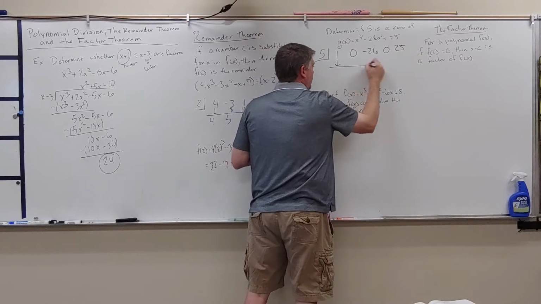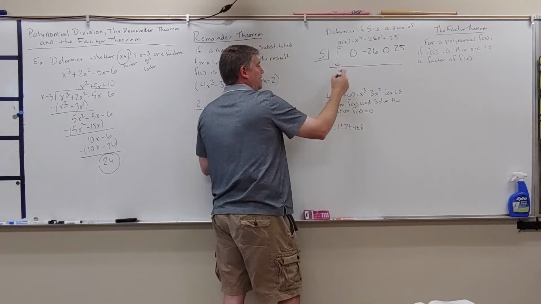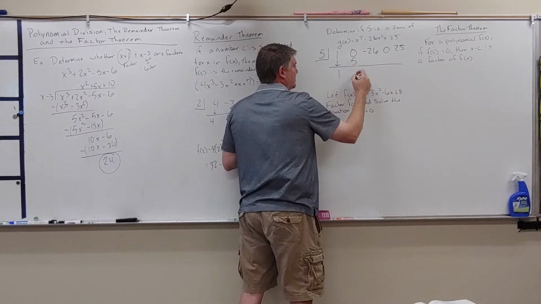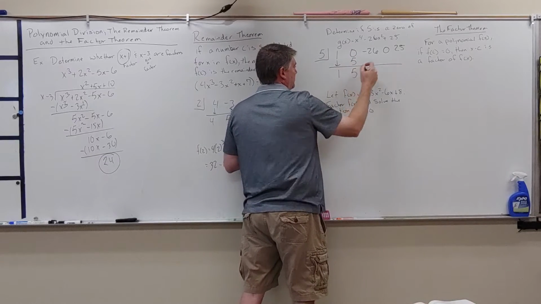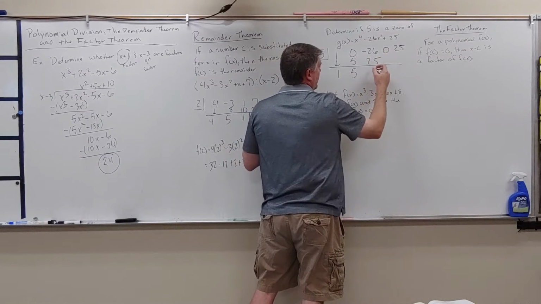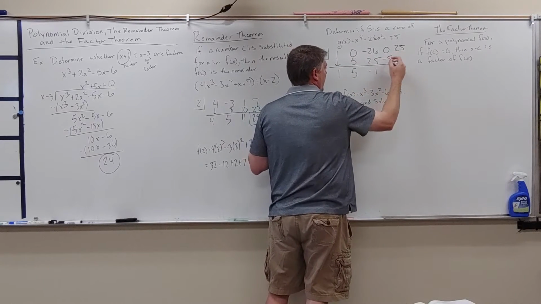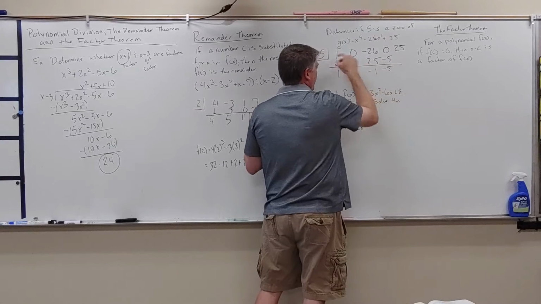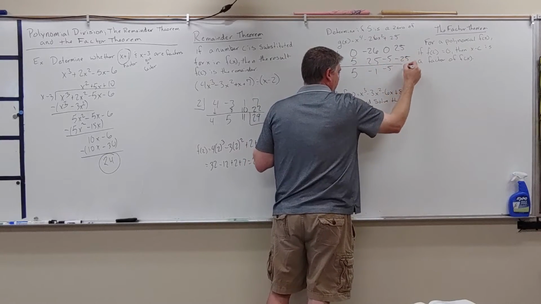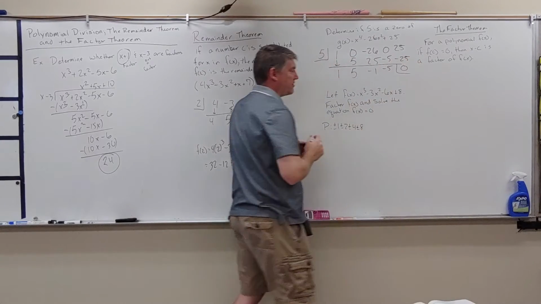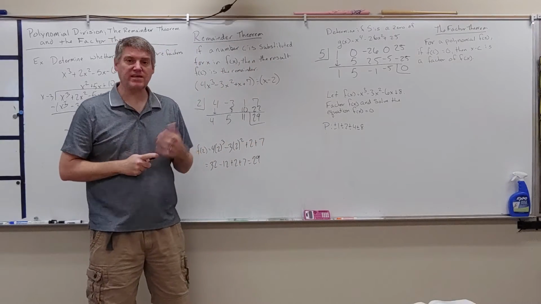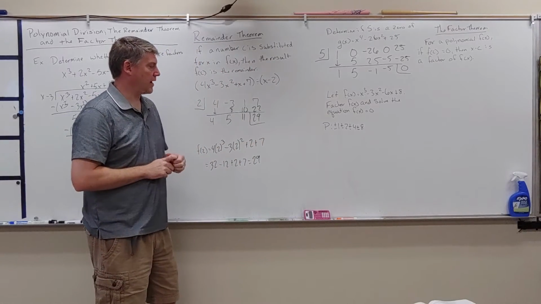And so what's going to happen here is I'm going to drop my first one down. 5 times 1 is 5. I'm going to add these together. That gives me 5. 5 times 5 is 25. That gives me negative 1. 5 times negative 1 is negative 5. That gives me negative 5. 5 times negative 5 is negative 25. That gives me 0. My remainder is 0, so 5 is a 0 of it. Okay?